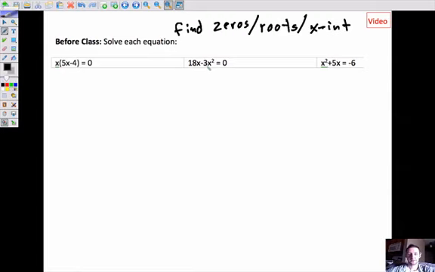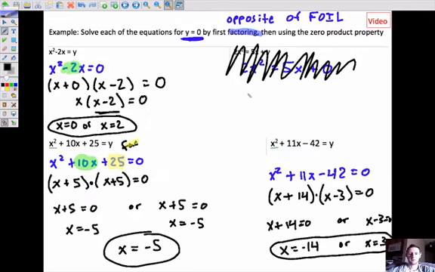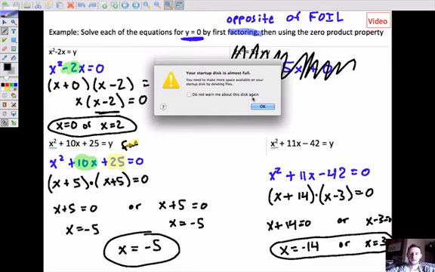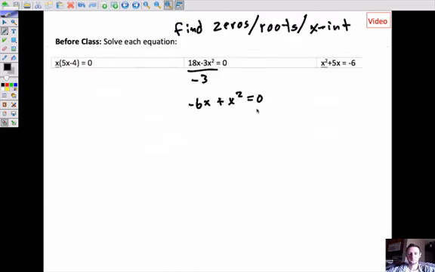A hint on this second one, if you divide this whole left side by negative 3, this becomes a lot easier. So the first thing I would do is divide by negative 3. That gives you negative 6x plus x squared equals 0. And then hopefully from there you can figure out what to do. It's just like one of the examples that we did over here on this page. And then this last one you will have to get rid of the negative 6 over here so that you have a 0 and everything else on the left side first. Then factor it and find the zeros.